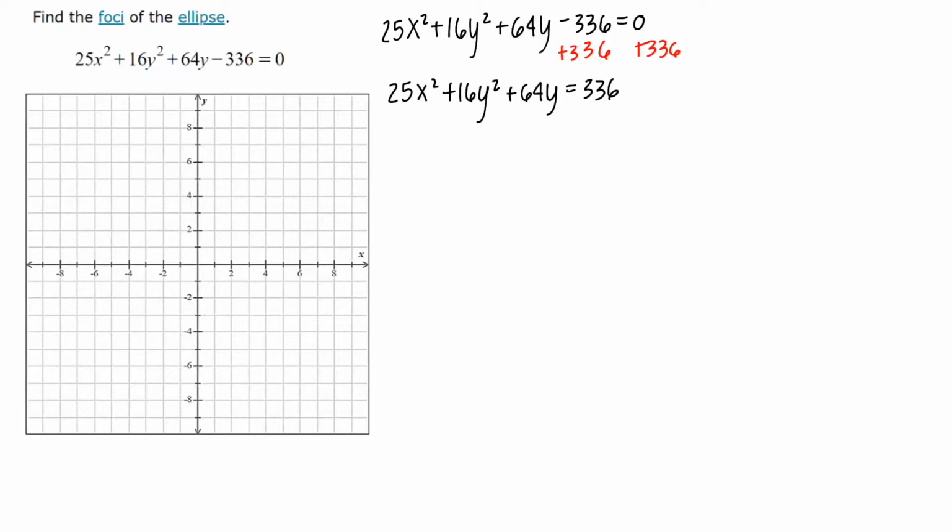I'm going to be focusing in on just this piece right here. I'm going to be pulling this 16, because that's technically the leading coefficient of the y terms. I'm going to pull that 16 out. So 25x squared plus 16, and I'm pulling it out of both of these. So I'll have a y squared, and then 64 divided by 16 is 4. So this is y squared plus 4y is equal to 336.